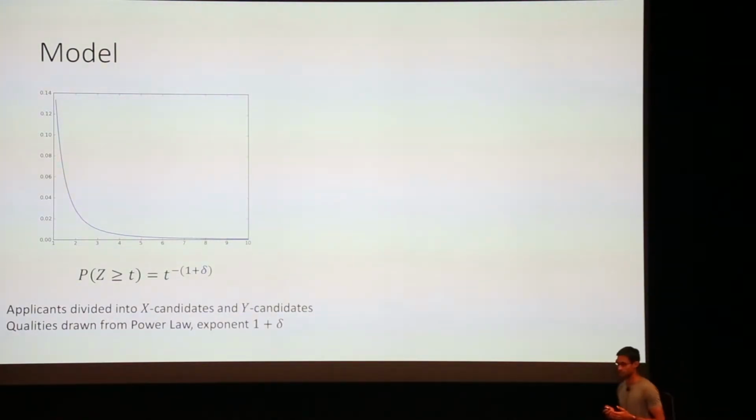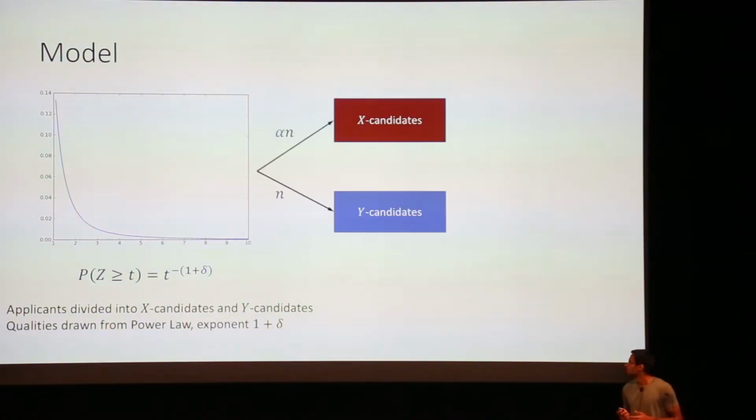You can, of course, argue that this common prior assumption may not be true in practice, but I would say that this is probably the first thing that you should study in a model of this sort. I'm going to assume that I have n Y candidates and an alpha fraction of X candidates. So alpha n X candidates, n Y candidates.